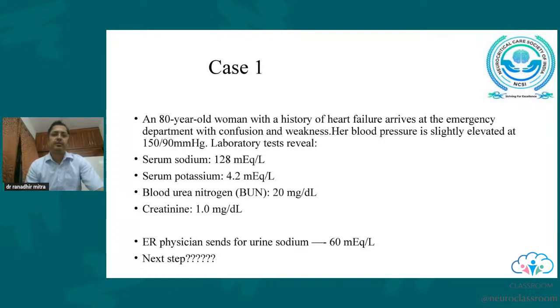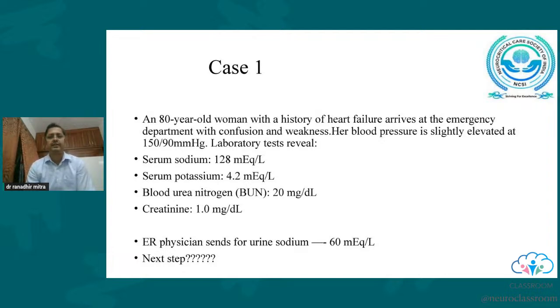The first case is an 80-year-old octogenarian presenting to the emergency with a history of heart failure, with confusion and weakness. On examination, the blood pressure was slightly elevated. In the lab tests, the sodium was 128, which was on the lower side, potassium was normal, blood urea nitrogen was slightly elevated, creatinine was normal. So the physician sends for urine sodium, which comes back at 60. So what would be your next step?